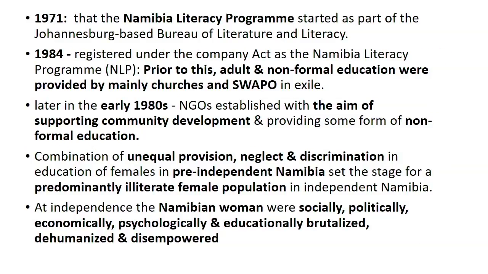In 1971, the Namibia Literacy Program started as part of the Johannesburg-based Bureau of Literature and Literacy. In 1984, it was registered under the Company Act as the Namibia Literacy Program. Prior to this, adult and non-formal education were provided mainly by churches and SWAPO in exile. Then later in the early 1980s, NGOs established with the aim of supporting community development and providing some form of non-formal education could be seen.